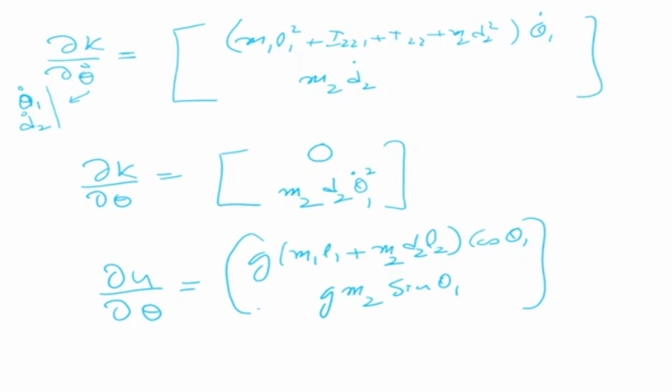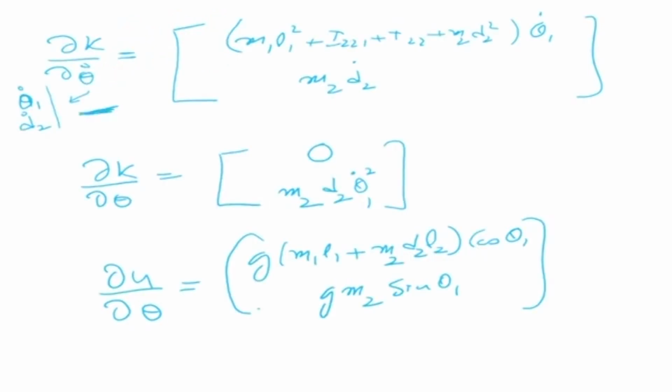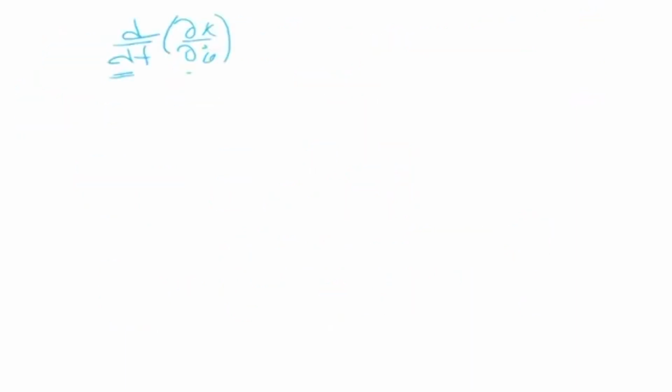Now, what do we do next? We have to put it into this equation. What was the equation? d/dt of dk by d theta dot. We need to find this term, d/dt of dk by d theta dot. We simplified it, so it is dk by d theta dot we found here, and I have to do d/dt of that now.